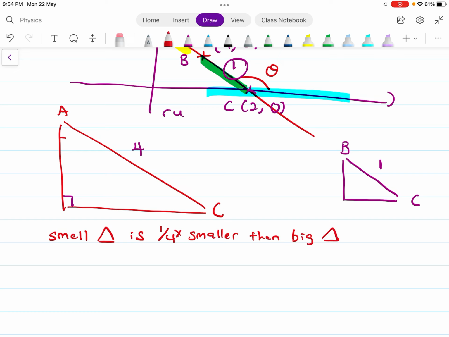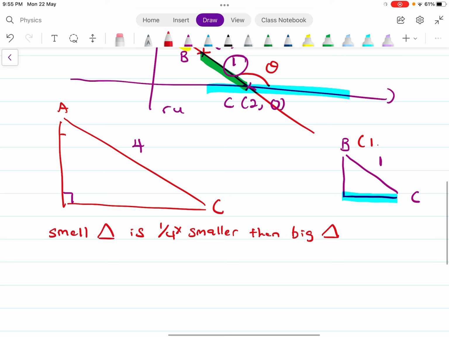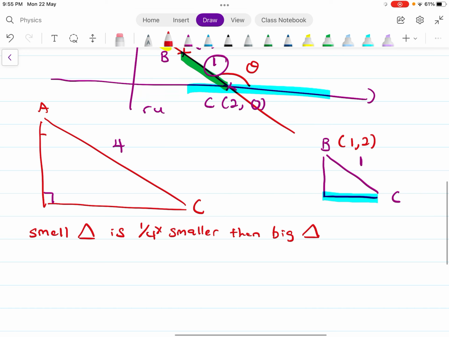Okay, so that's the scale factor. Next, after I ascertain this already, I want to find what is my coordinate A. So let's determine what is this length first. Since B is 1, 2 and C is 2, 0, you can see this one is the x coordinate. Because I want to find the horizontal line, you just use 2 minus 1. So this will be 1 unit.